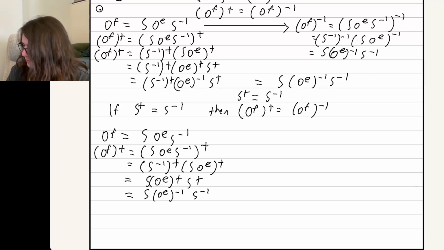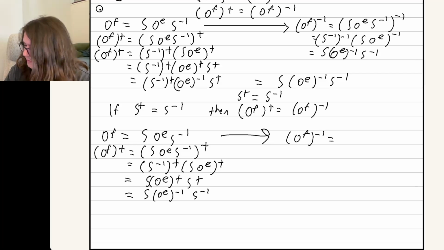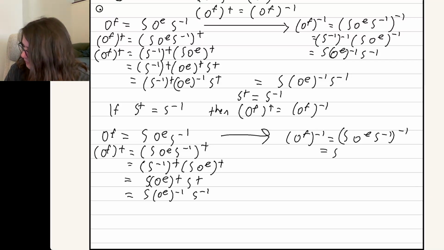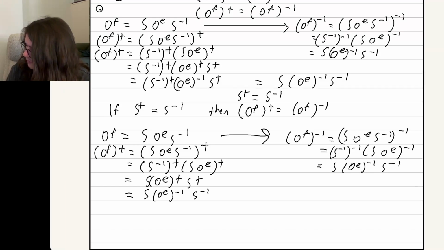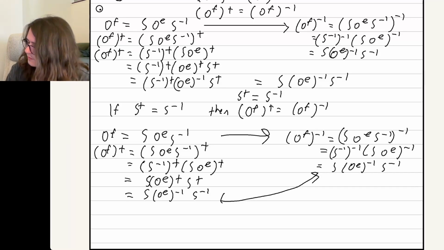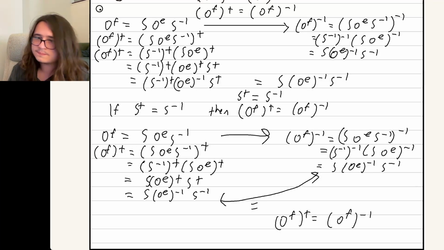And then again, take this in the other direction of taking the inverse of it instead. So we get this sort of action. Distribute the inversion, so it's S inverse inverse, O_E inverse, S inverse, so it's S O_E inverse S inverse. So yeah, they are actually equal. So then O_F dagger does equal O_F inverse. Fun.